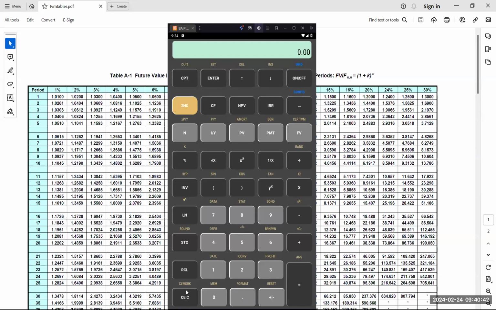Right. So second function, format. Your display should change to DEC is equal to 2. DEC stands for decimal places. So at the moment it is set equal to 2. I want to make it 4. So I'm going to press 4.